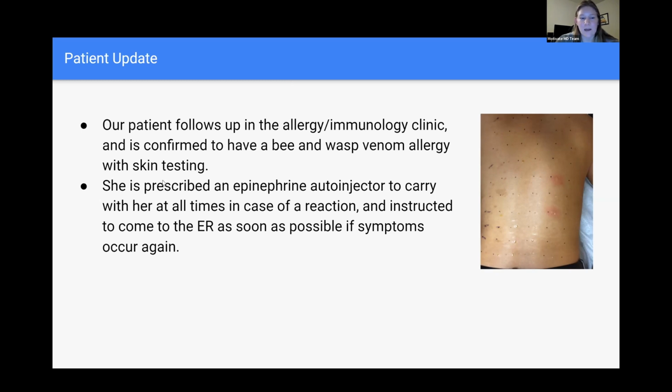So she's prescribed an epinephrine autoinjector to carry with her at all times in case of an anaphylactic reaction, and is instructed to come to the ER again as soon as possible if her symptoms recur. Say she's on a camping trip and has another bee sting, she can have that epinephrine on hand with her, right where she is, and use it as soon as she needs to, and not have to wait to treat until she gets to the emergency room.